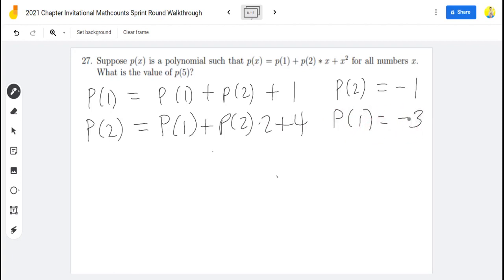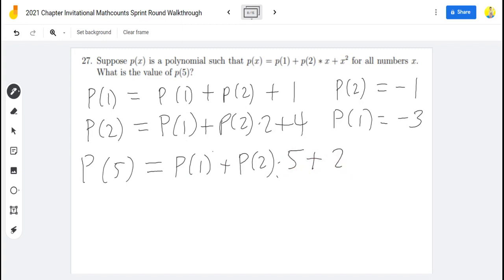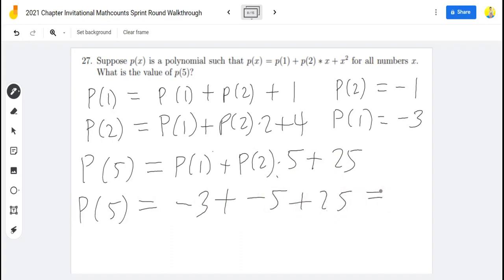equals -3. And since p of 1 equals -3, we can plug in 5 for x, and p of 5 is equal to p of 1 plus p of 2 times 5 plus 25. And p of 5 equals -3 plus -5 plus 25. And this means that p of 5 is just equal to 17. And 17 is our final answer.